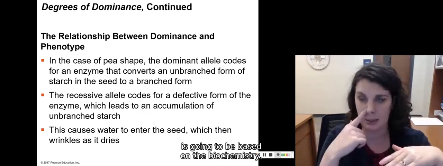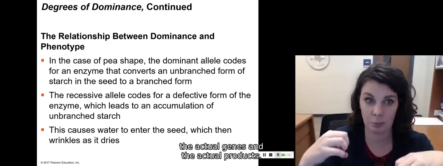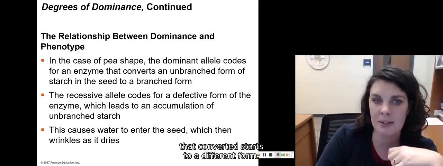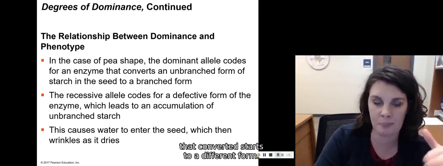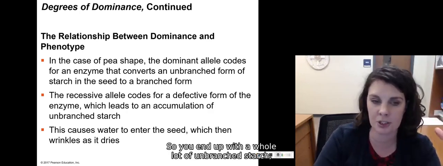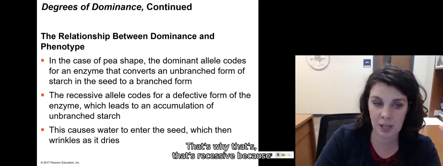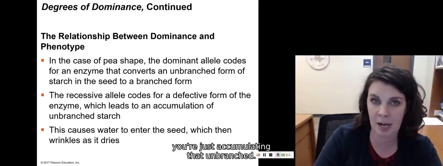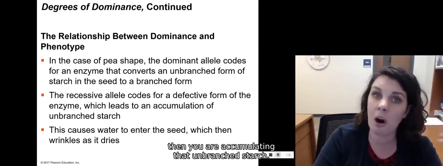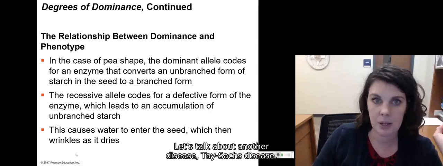So the relationship between dominance and phenotype is going to be based on the biochemistry, what's going on with the actual genes and the actual products. So in the case of pea shape, the dominant allele coded for an enzyme that converted starch to a different form, and the recessive allele didn't convert that form. So you end up with a whole lot of unbranched starch, which takes water in and then wrinkles as it dries. So that's why that's recessive, because you're just accumulating that unbranched starch. If you have 1 gene or 2 genes to make that functional protein, then you aren't accumulating that unbranched starch. So your seed is going to stay nice and round.